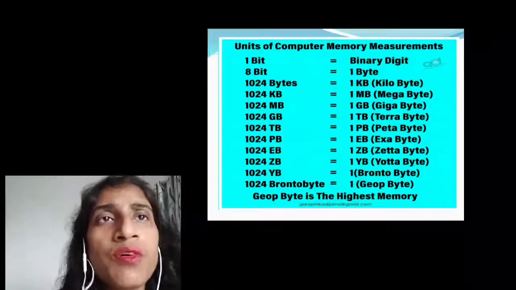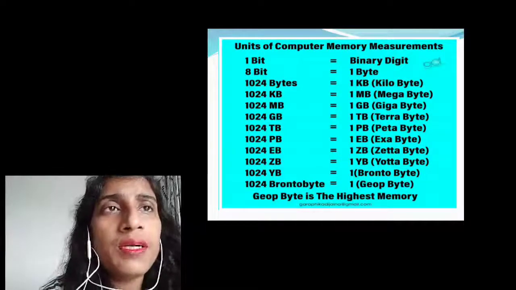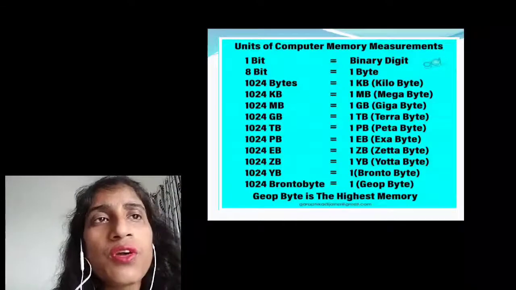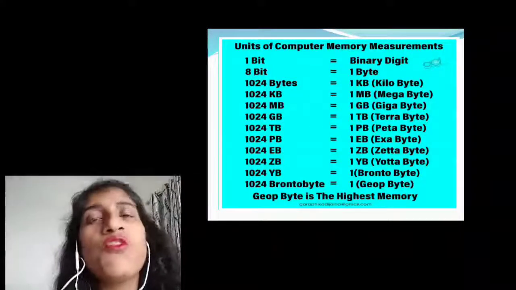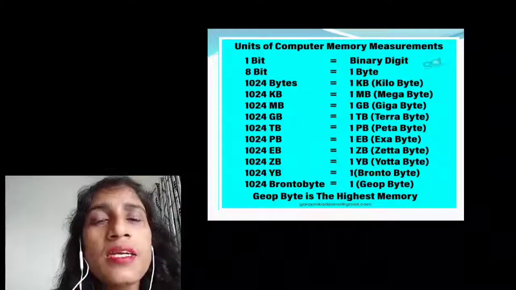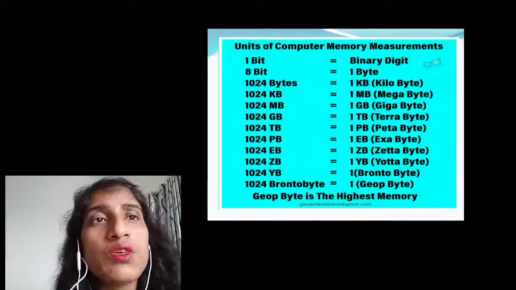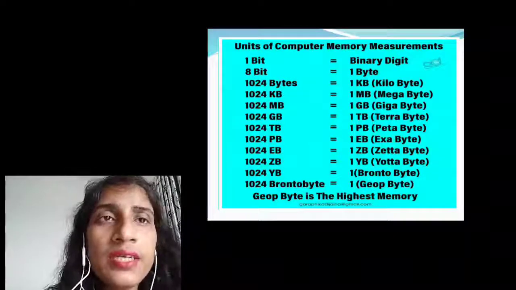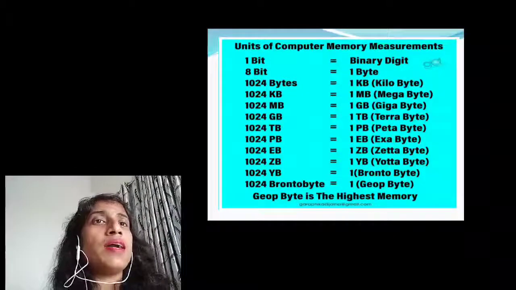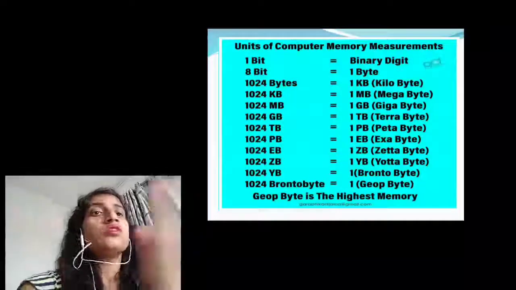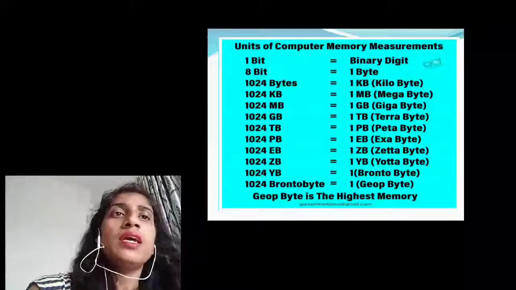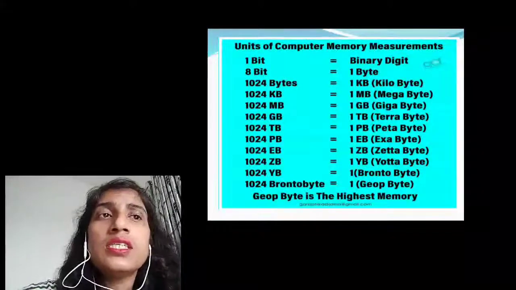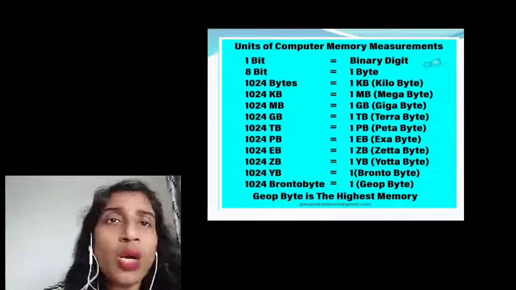So I already told you 1 bit is equal to a binary digit, 8 bits is equal to 1 byte, 1024 bytes is equal to 1 kilobyte, 1024 kilobytes is equal to 1 megabyte, 1024 megabytes is equal to 1 gigabyte, 1024 gigabytes is equal to 1 terabyte, 1024 terabytes is equal to 1 petabyte, 1024 petabytes is equal to 1 exabyte, 1024 exabytes is equal to 1 zettabyte, that is 1 ZB, not GB, ZB.